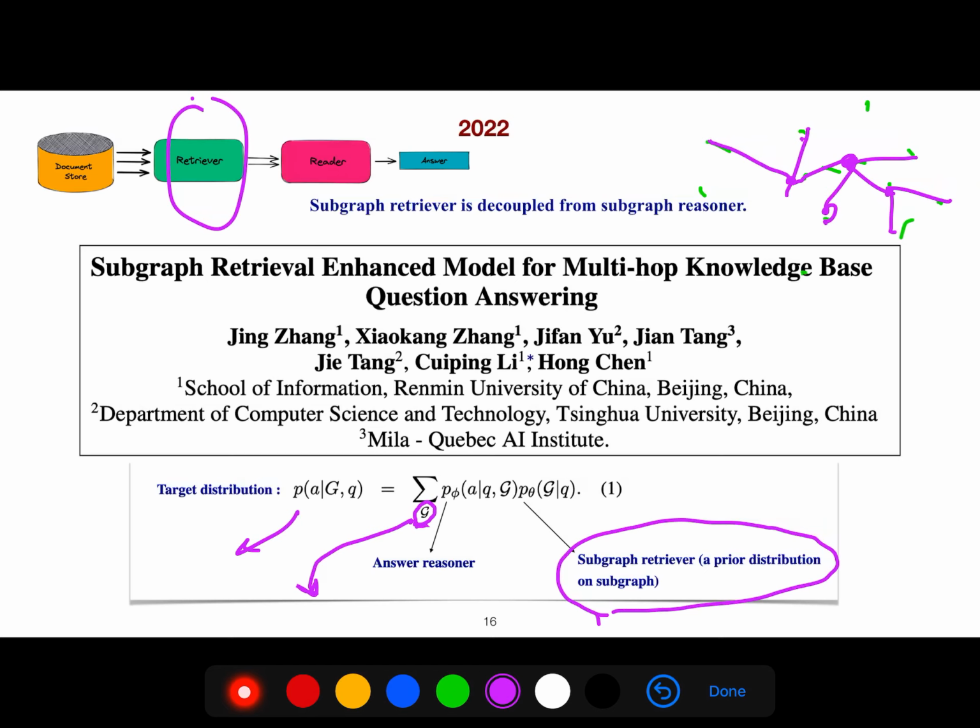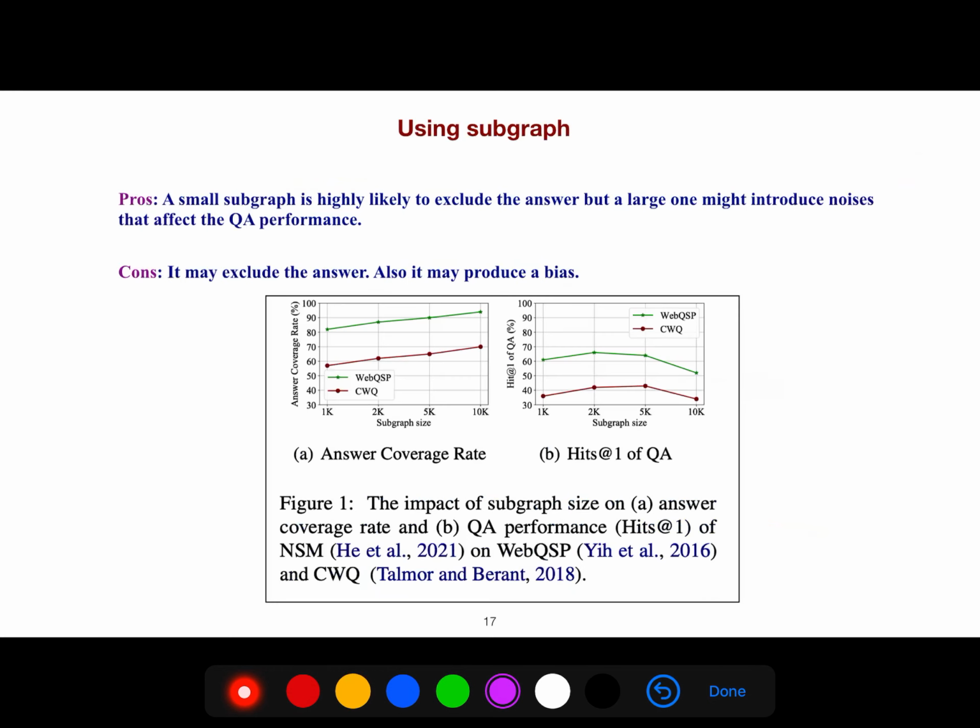And so we want to decouple retrieval, which is this retriever, because it just tries to retrieve whatever text we need, whatever information we need, whatever relations we need. And then the answering says, okay, given this question and this graph, what is the probability of the answer? So using subgraphs, there are some pros, but a small subgraph is highly likely to exclude answers.